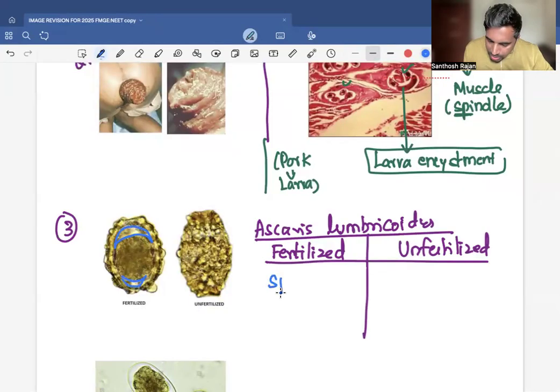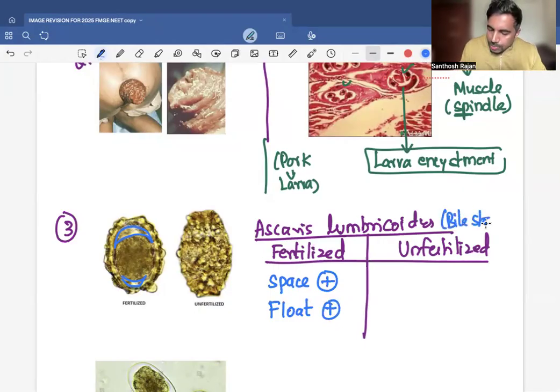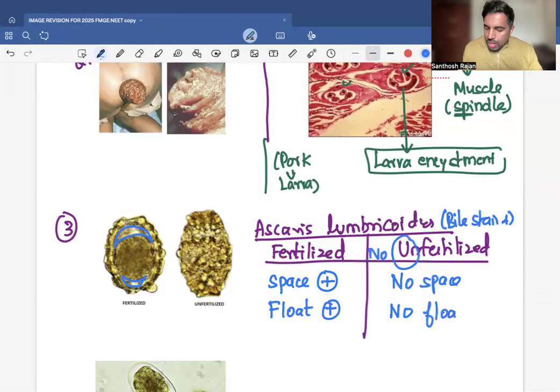So that means the space is positive. Other one is that this can float. F for float. This egg can float. Of course, both are bile stained. Okay, that is important. Now when it is unfertilized, then you say no space. When you say un, it means no. So remember like this: no space, no float. Examiners will definitely ask you to confuse you.